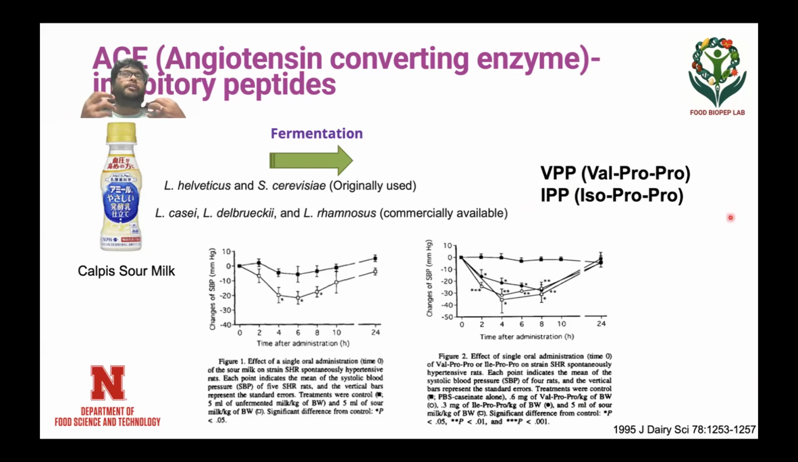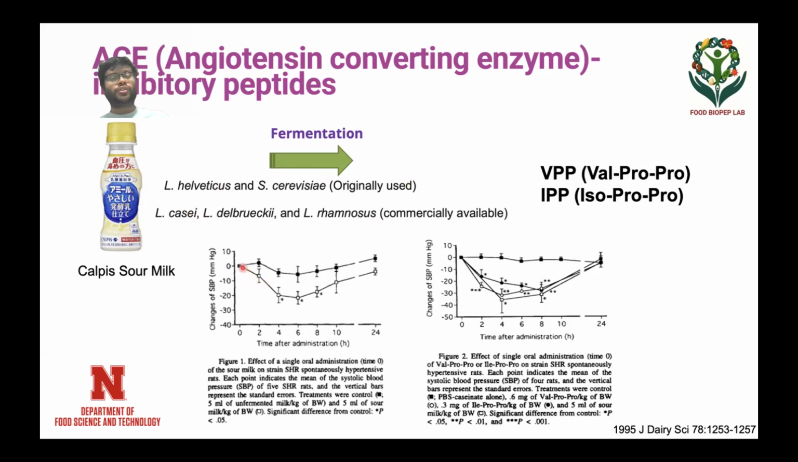These are all coming from milk. This is a product you can find in Japan, Calpis sour milk, which is essentially a fermented drink that uses Lactobacillus helveticus, and originally it used Saccharomyces cerevisiae, but right now they use Lactobacillus casei, and other bacteria. This combination of bacteria, after fermentation, produces this sour milk, which has these peptides, VPP and IPP.